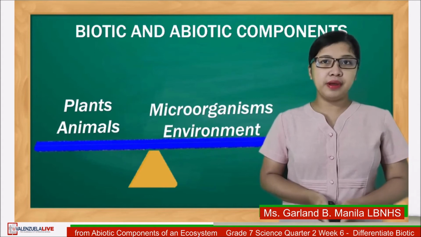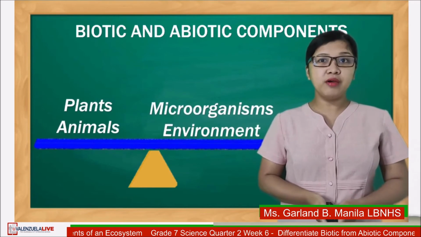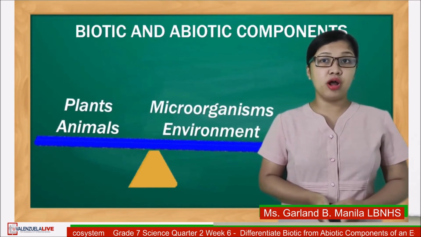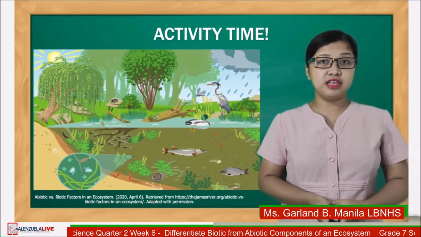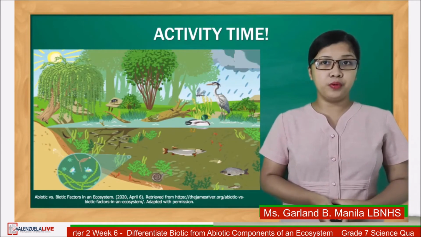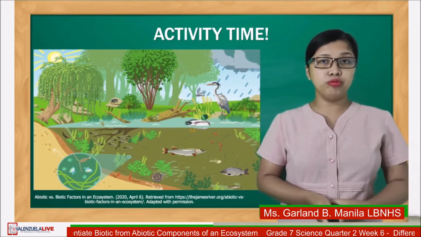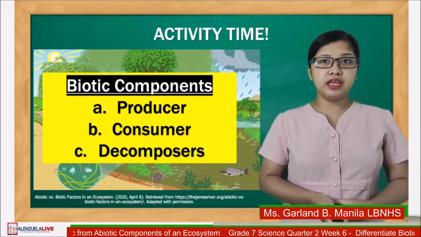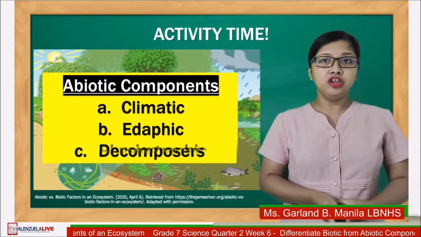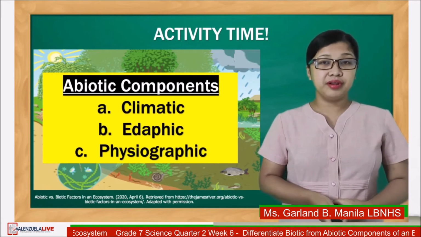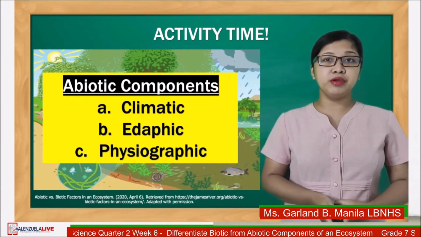Since you already learned about the biotic and abiotic factors, let us do this activity. We will now go back to the picture of nature that you saw a while ago. At this point, you will be classifying these organisms as either biotic or abiotic component. For biotic, we have to identify whether it is a producer, consumer, or decomposer. For abiotic, we will identify if it is climatic, edaphic, or physiographic. You will type your answers in the comment section. Ready? Great! Let's begin. First, let us name the biotic factors.